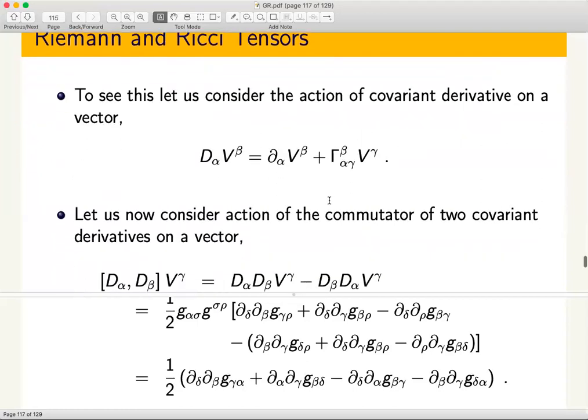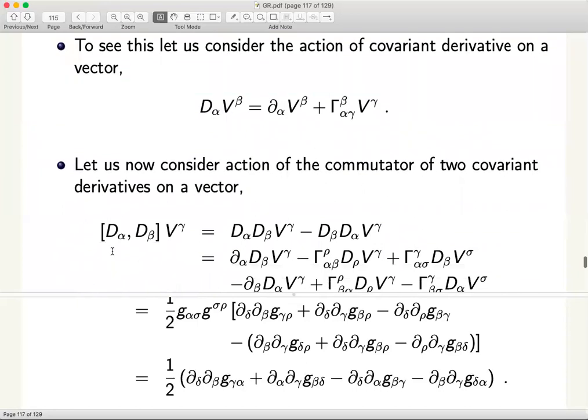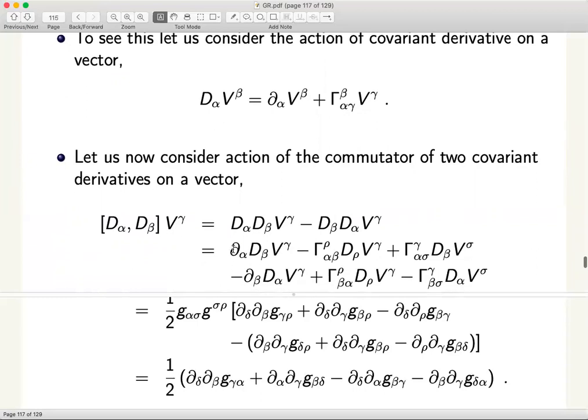Now you consider the action of a commutator of covariant derivatives. So far this is only the action of the covariant derivative on the contravariant vector. You take the commutator of 2 covariant derivatives and act it on a contravariant vector. So that is just expanded out here, D alpha D beta minus D beta D alpha acting on V gamma. Now just expand this using this expression. Remember, the covariant derivative of a contravariant vector gives you a (1,1) tensor.